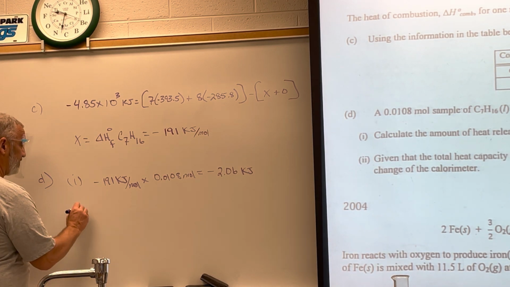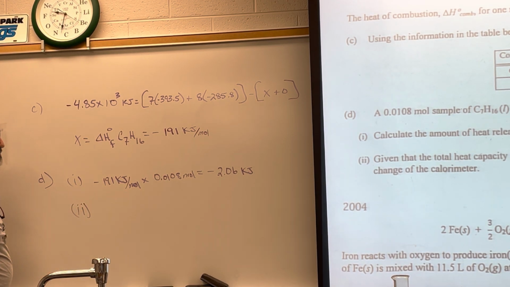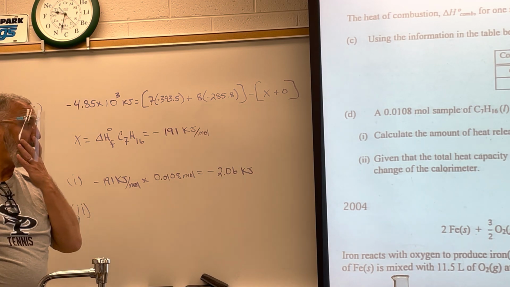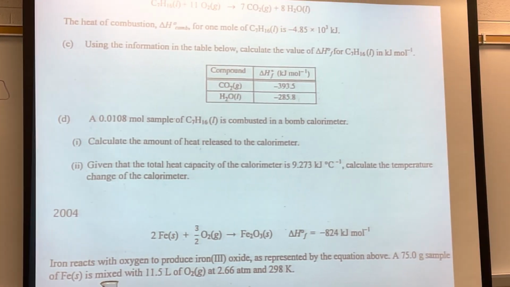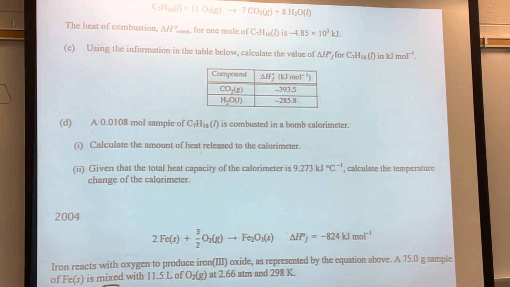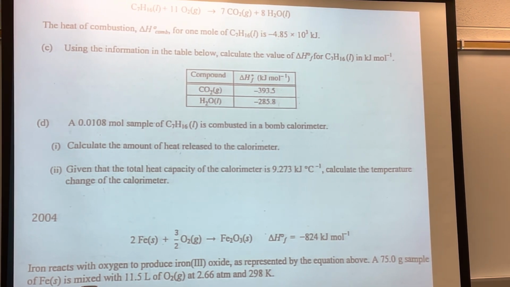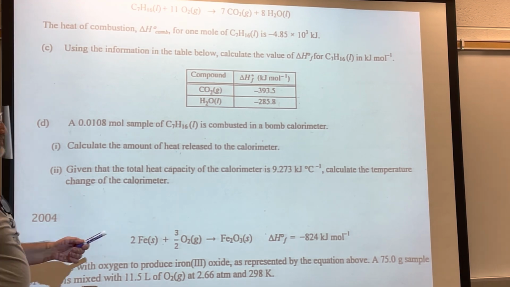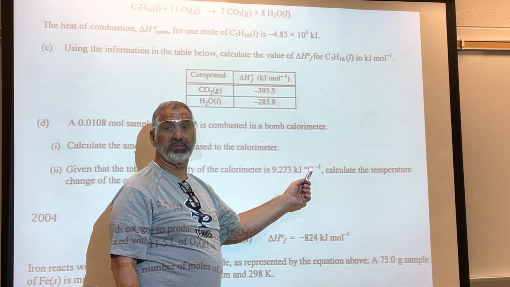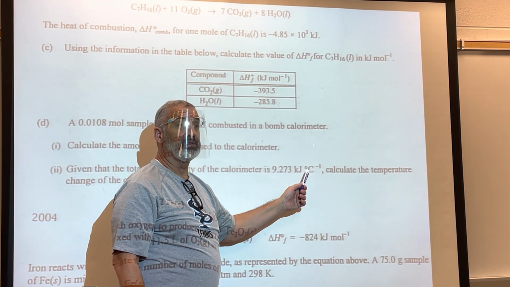Now, here's a really good question. What does total heat capacity mean? Total heat capacity of the calorimeter. What are the units on it? Kilojoules per Kelvin, or per degree Celsius, or it could be Kelvin, either one. Okay?